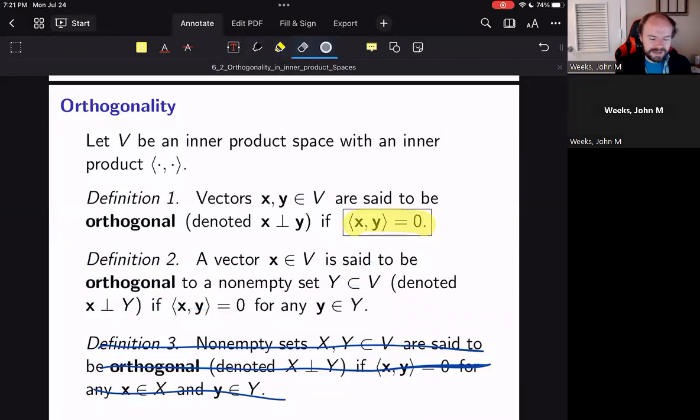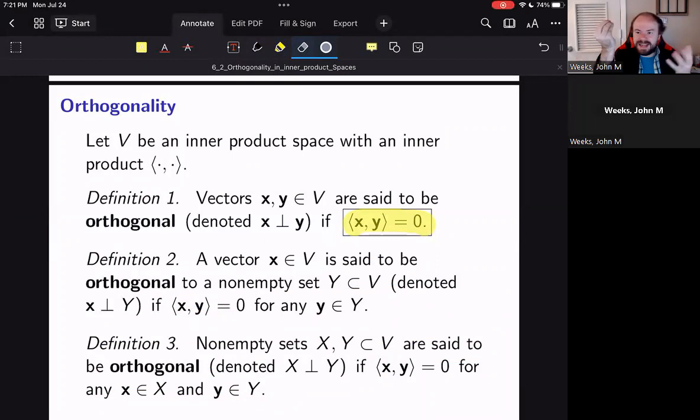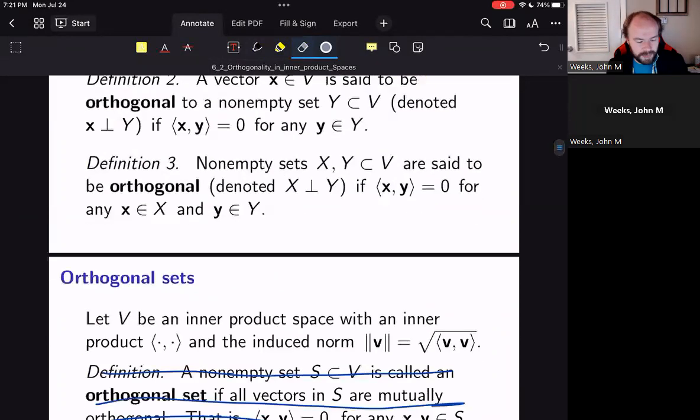We could also say that a vector is orthogonal to a non-empty set if whenever you take an element inside of that set and take its inner product with the vector, you get 0. So that is the same definition as before, now in a more general context. And then finally, if you have two non-empty sets, say x and y, and you take an element in x and an element in y, and regardless of your choices on the left and on the right, their inner product is 0, then you would say that those two sets are orthogonal. So that is the notion of orthogonality for these general inner product spaces.